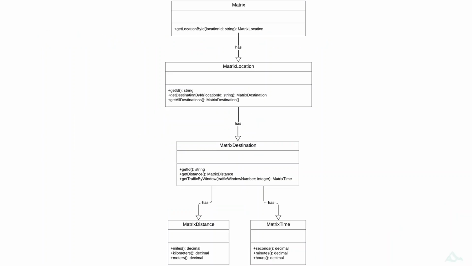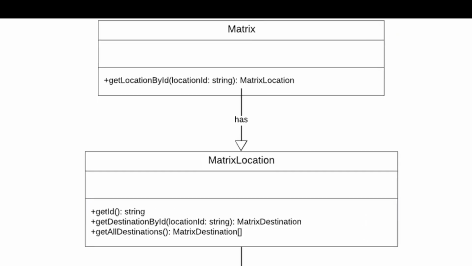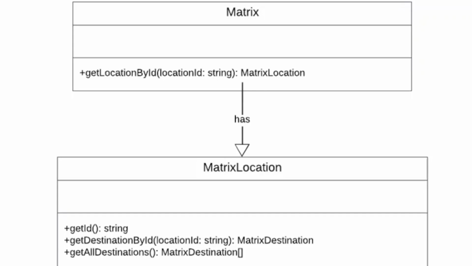So all of that said, the class diagram to provide us with easy access to the structure I just described looks a little bit like this. Let's go ahead and take a closer look. Toward the top of the diagram, we see that our utility class returns an object called matrix, which provides us with the ability to get a handle on a location by its location ID.